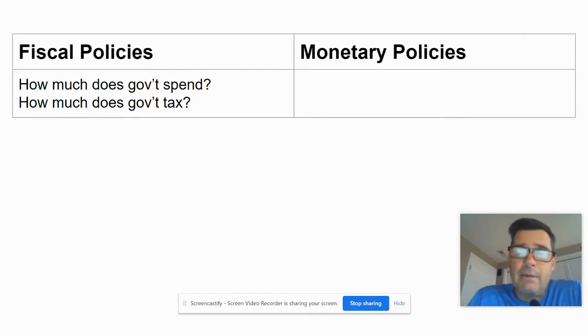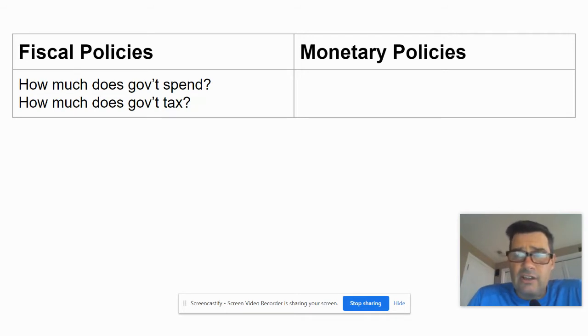Now, when we're talking about fiscal policy, we're talking about two things. How much does the government spend? Okay, so government spending. And then how much does government tax? So this is controlled by Congress. So you might just want to put underneath fiscal policies, Congress. Technically the president as well, because the president can veto it, but this is pretty much congressional power. This is the budgetary power.